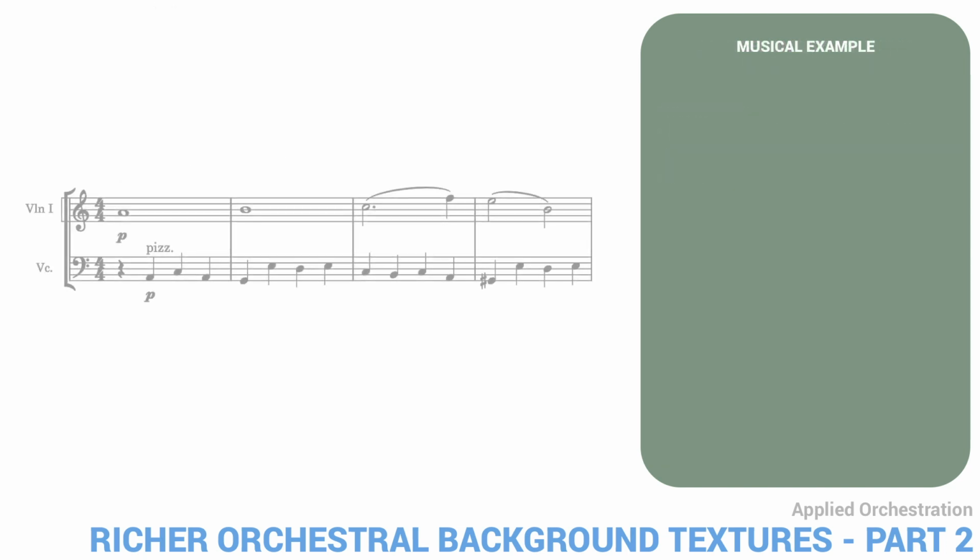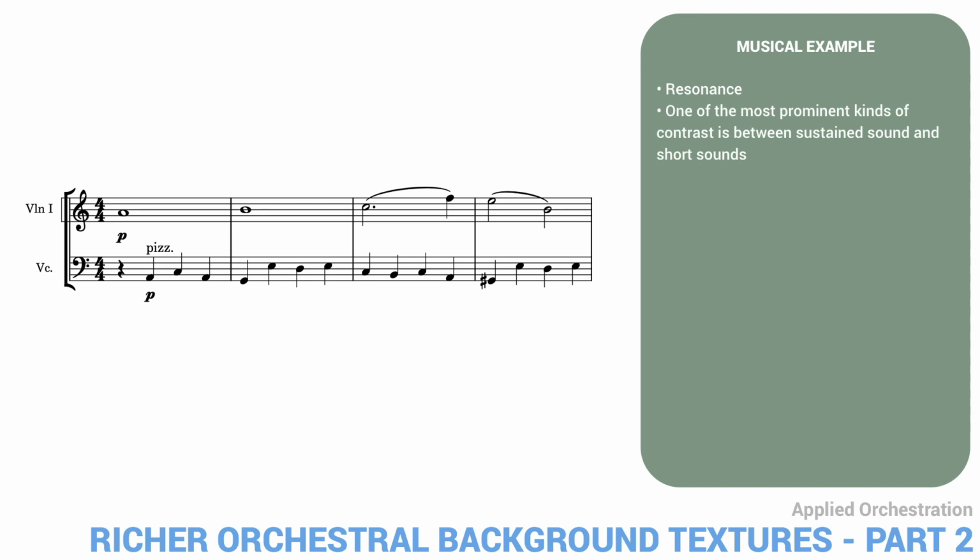Apart from figuration, the other kind of background that we see often is resonance. Resonance is what we hear when a pianist uses the pedal. In orchestration, one of the most prominent kinds of contrast is between sustained sound and short sounds. Think of the difference between a string phrase played legato and the same phrase played pizzicato, a completely different character.